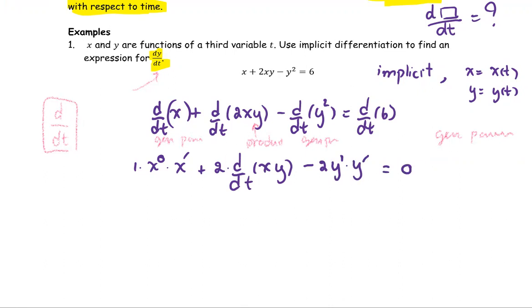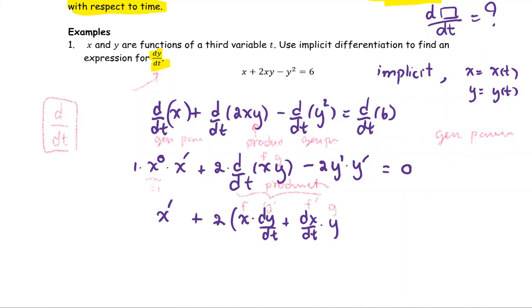Now let's clean up a little bit. We know x to the power 0 equals 1, so the first term is just x prime. And then plus 2 times the product, which is the derivative of the first multiplied by the second, and the other way around. At this step, we apply the product rule. Consider this as f and g, so this is f times g prime, and this is f prime times g. Minus 2 times y prime equals 0.